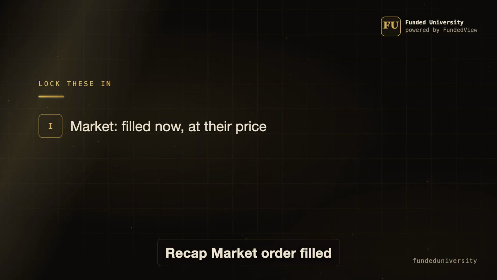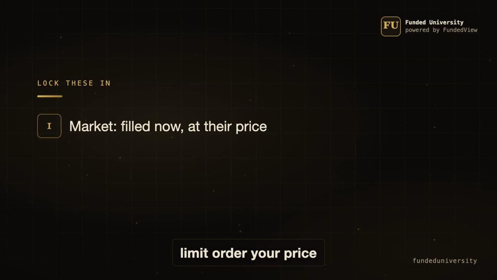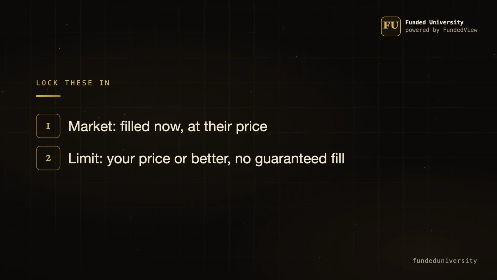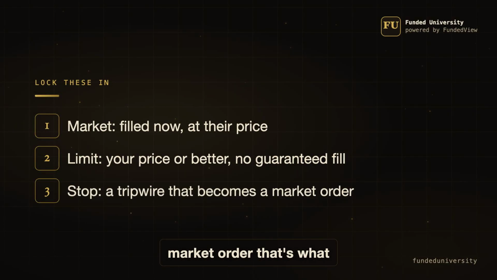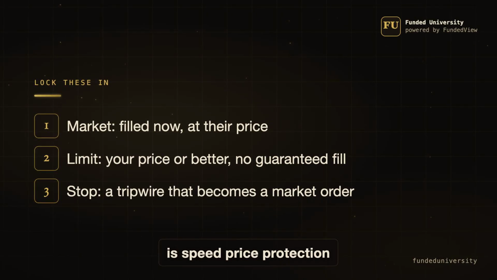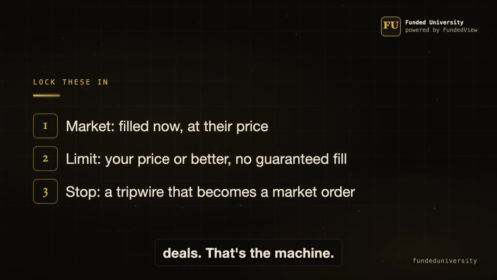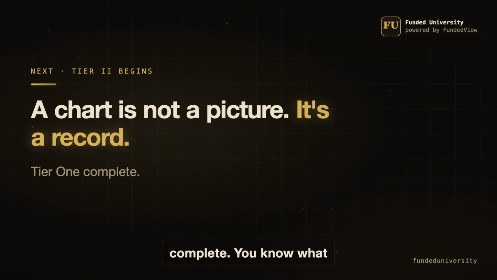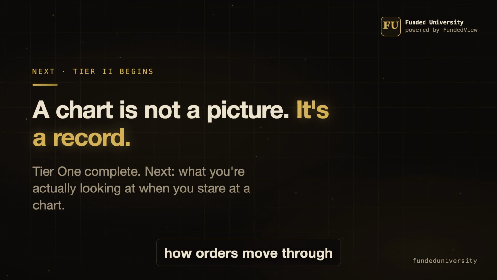Recap. Market order. Filled now at their price. You cross the spread. Limit order. Your price or better, parked in the book, but no guarantee of a fill. Stop order. A tripwire that becomes a market order. That's what your stop loss really is. Speed, price, protection. 3 buttons. 3 different deals. That's the machine. Tier 1, market literacy, complete. You know what a market is, why it exists, what a trade really is, and how orders move through it.